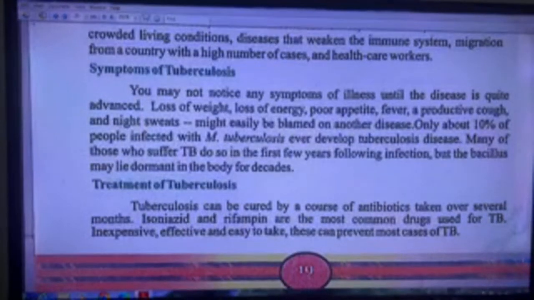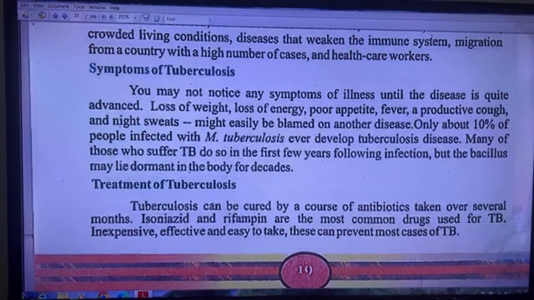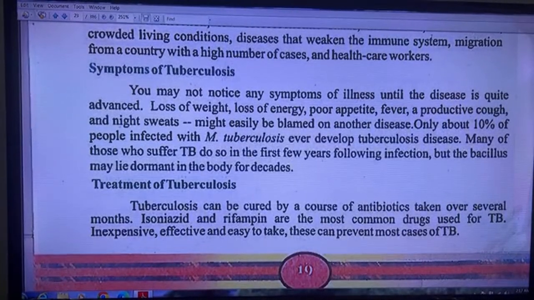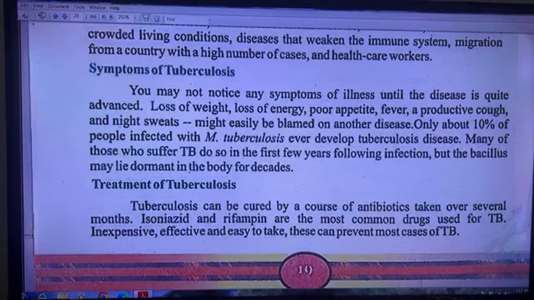Symptoms of tuberculosis. You may not notice any symptom of illness until the disease is quite advanced. Loss of weight, loss of energy, poor appetite, fever, a productive cough, and night sweats might easily be blamed on another disease. Only about 10% of people infected with Mycobacterium tuberculosis ever develop tuberculosis disease. Many of those who suffer TB do so in the first few years following infection, but the bacillus may lie dormant in the body for decades.